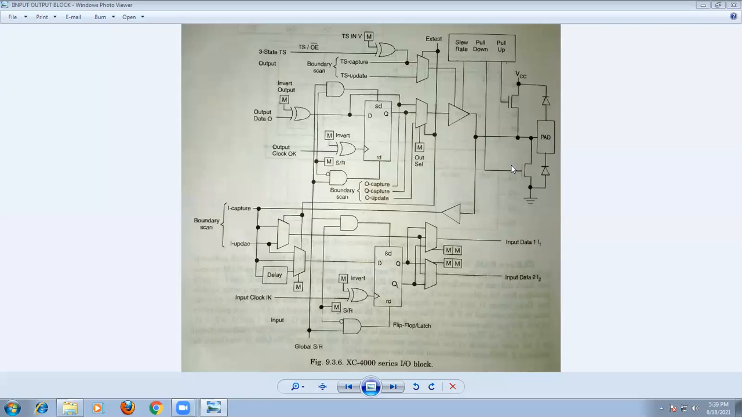Now, in today's class we are going to discuss the IOB, that is the input output block of the XC4000 series. Now just observe here, this is the block diagram of the XC4000 series IO block. This circuit is the IOB block of the XC4000 series.